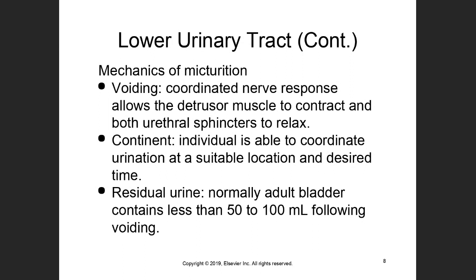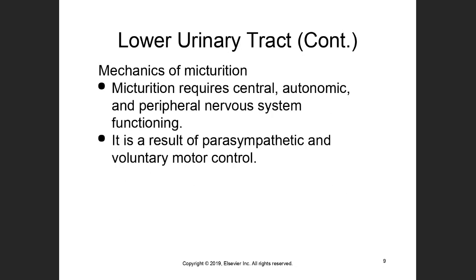A continent individual is able to coordinate urination at a suitable location and desired time. Residual urine: normally, an adult bladder contains less than 50 to 100. That's extremely important because when you study urinary incontinence, you have to know those values. Micturition requires central autonomic and peripheral nervous system function, of course, everything.